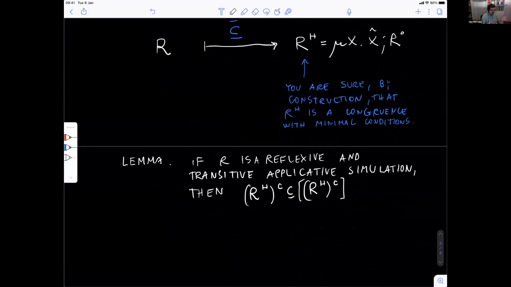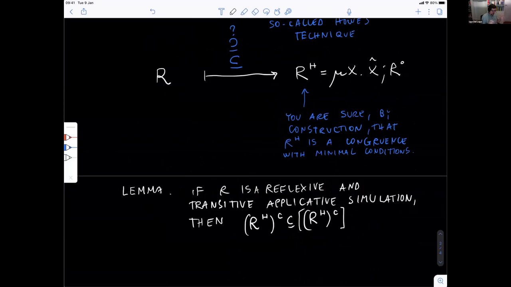Altogether, by way of the house technique, and in particular by way of the dilemma, you get that whenever R is reflexive and transitive, R and its house extension somehow coincide. Since the latter is a precongruence, also the former is a precongruence, and you are happy. We have proved that applicative similarity and basic similarity have all the properties we like about notions of program equivalence and refinement.